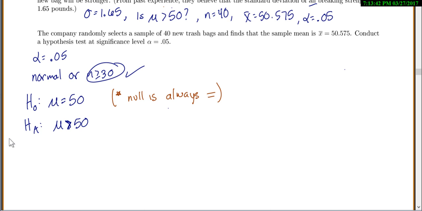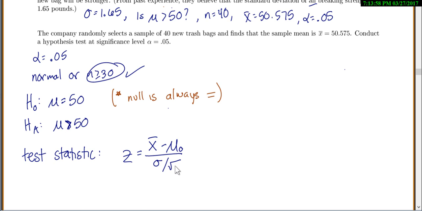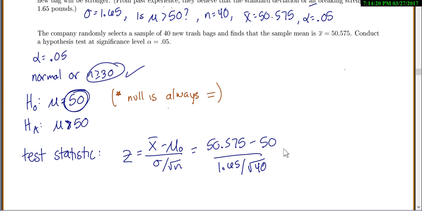So we have our hypotheses. The next thing we said is collect our data and look at the test statistic. Our test statistic is easy because all we have to do is plug things in. We always use this formula, x bar minus mu naught over sigma over square root of n. So x bar is 50.575. Mu naught is our hypothesized value, so you go to your null hypothesis and ask what the value is. It is 50. Sigma is 1.65 and square root of n.